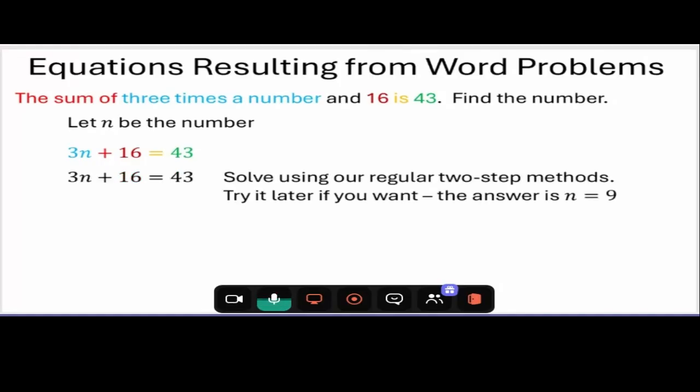Now let's forget all about numbers and word problems and everything else and simply take that equation that we want and solve it. And so I don't actually work this one out here. If you want to try it on your own later, jot it down. 3n plus 16 equals 43. And you should get an answer of n equals 9. The number is 9.